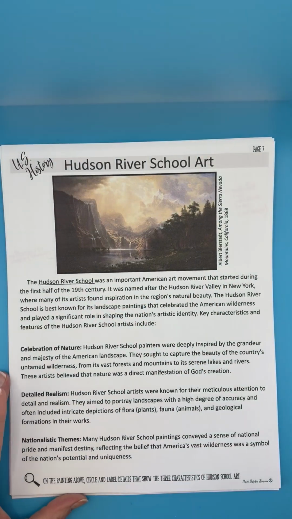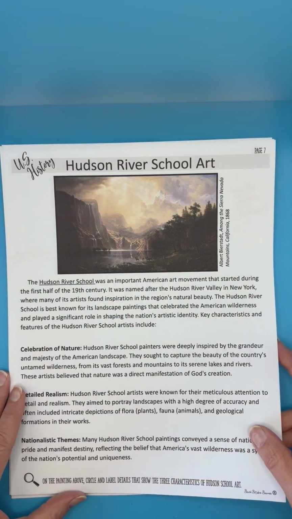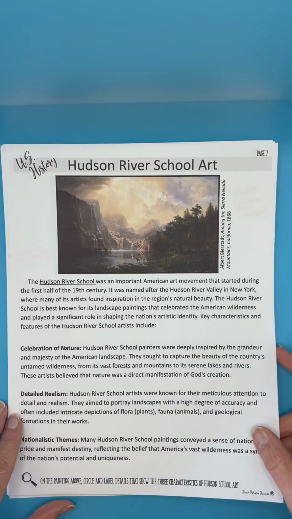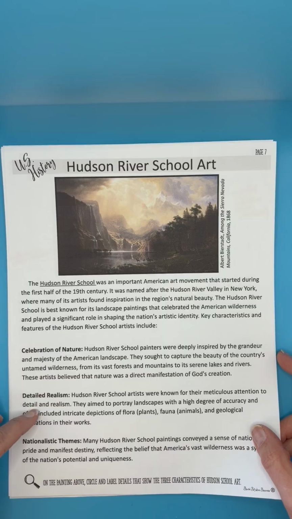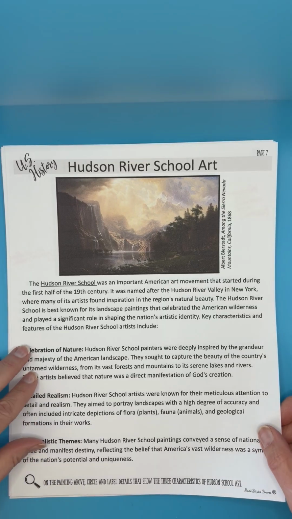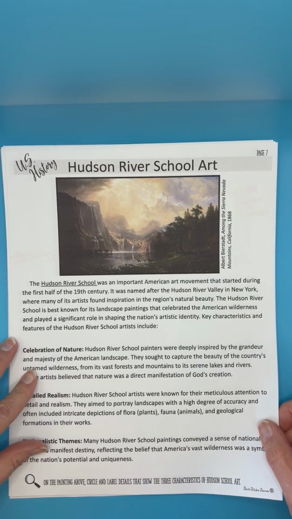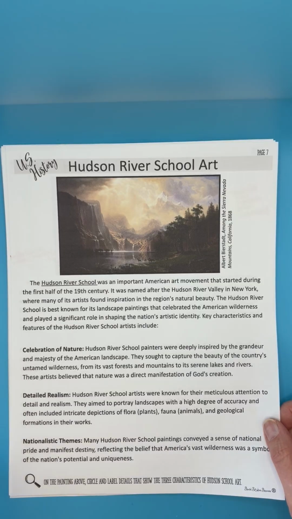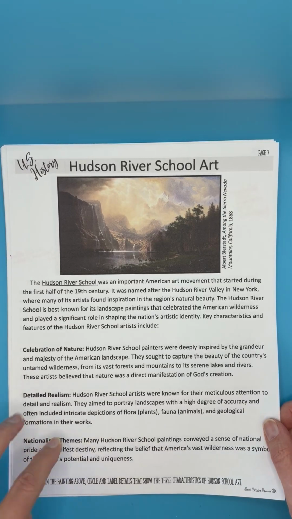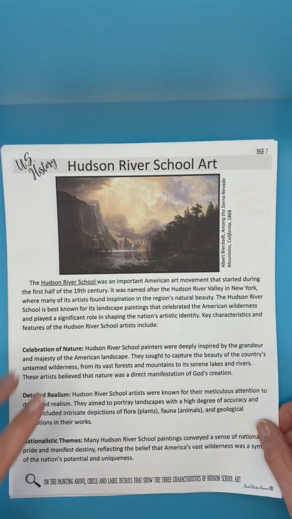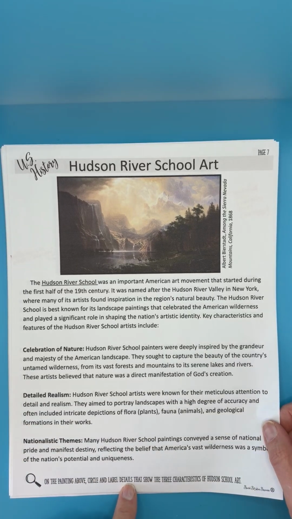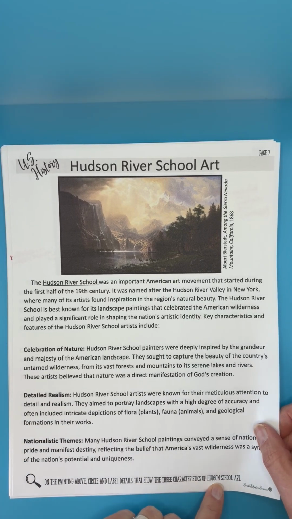The next topic and final topic is the Hudson River School of Art. And they too had, as artists, 3 characteristics that they focused on when they were doing their painting in this era: celebration of nature, realism, nationalistic themes. They correlate a lot with transcendental themes. And so you read this, and on the painting above, circle and label details that show those 3 characteristics.